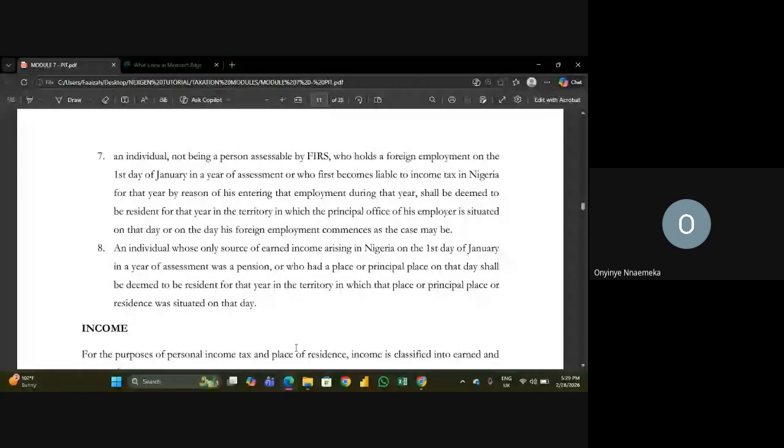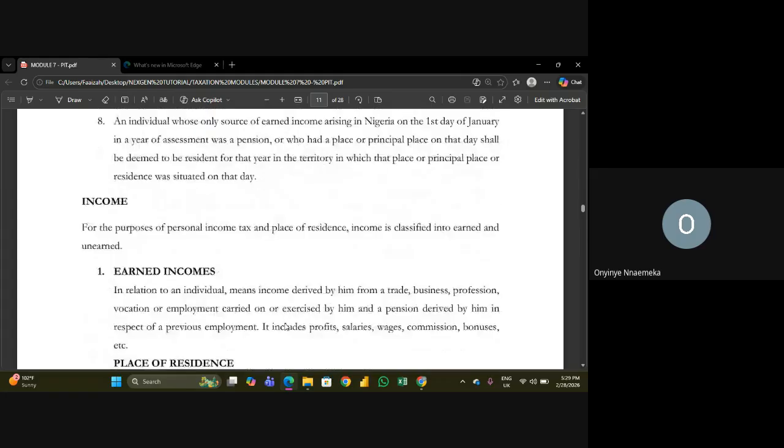You just like to disturb somebody with stupid English. I don't know if they will die if they speak straight English. What they are saying is simple. Your only source of income is pension, and you have a place or a principal place of residence where you usually stay on the 1st of January. So your principal place of residence, your territory in which you pay tax, will be that same place that you stay. And that's just it. So now income.